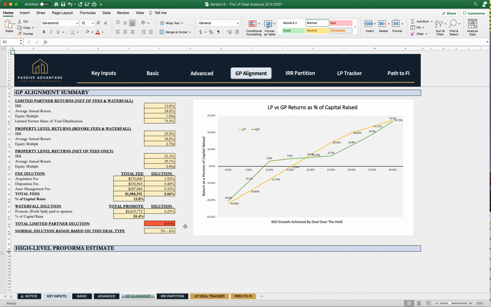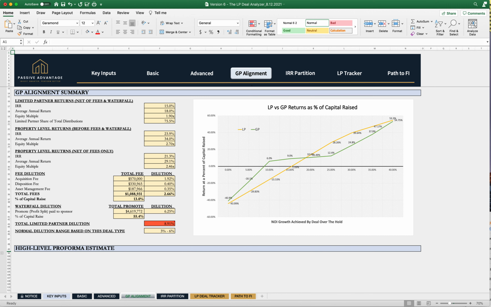The second important parameter to look at on this sheet is within the graph, where you see the crossover point between the general partner and the limited partner returns, and at what point or NOI growth this crossover point exists. In this case, the crossover point is approximately 18%.